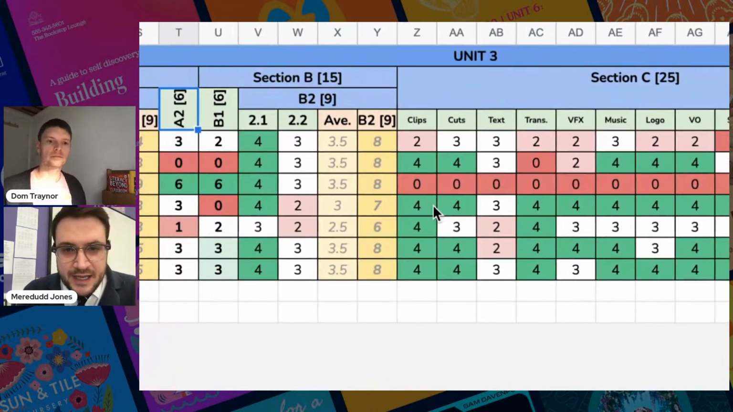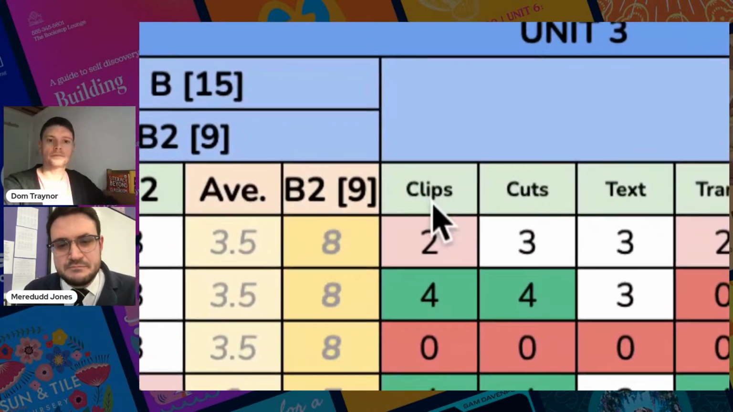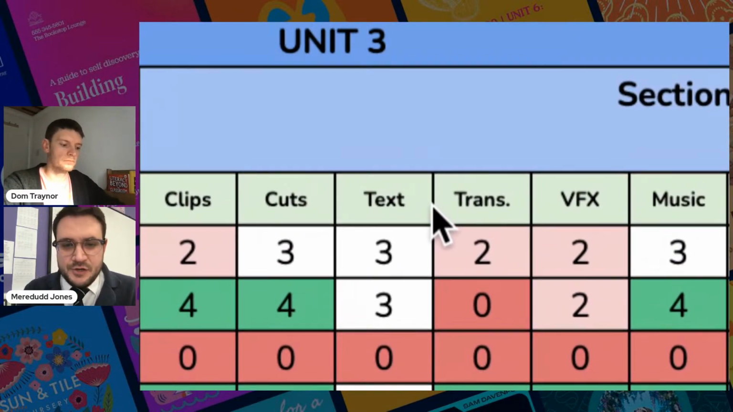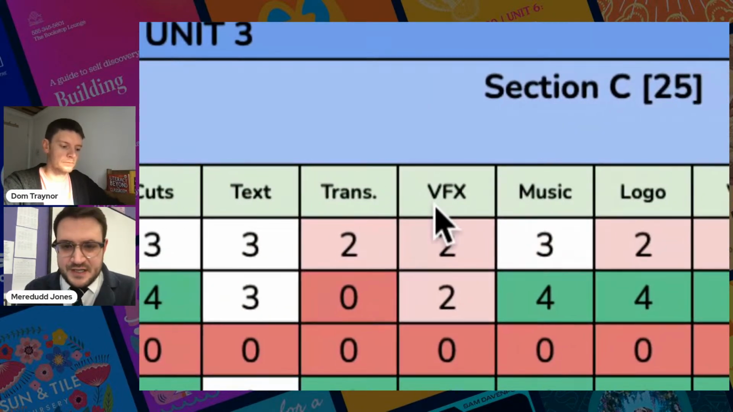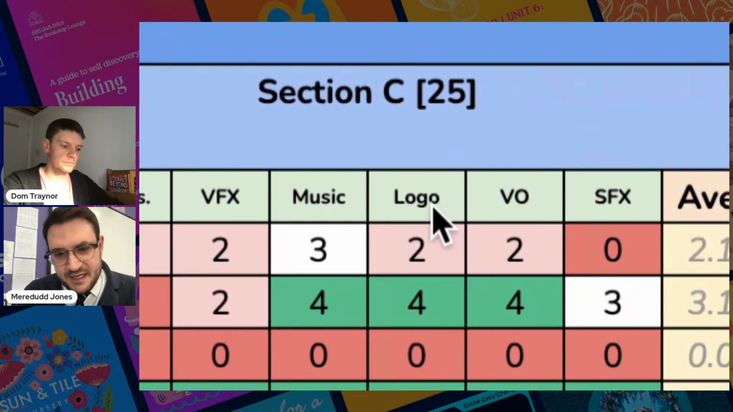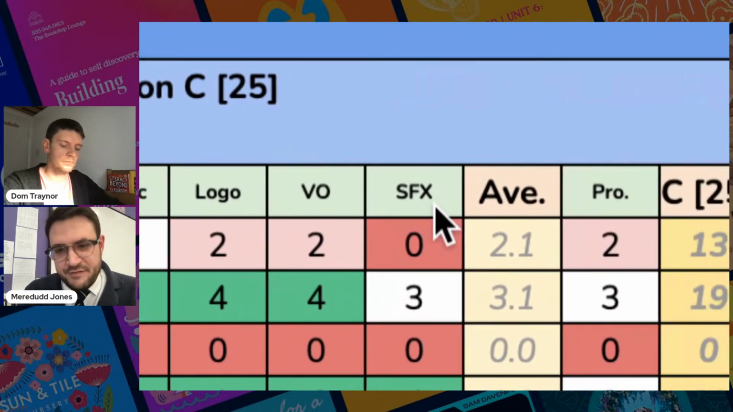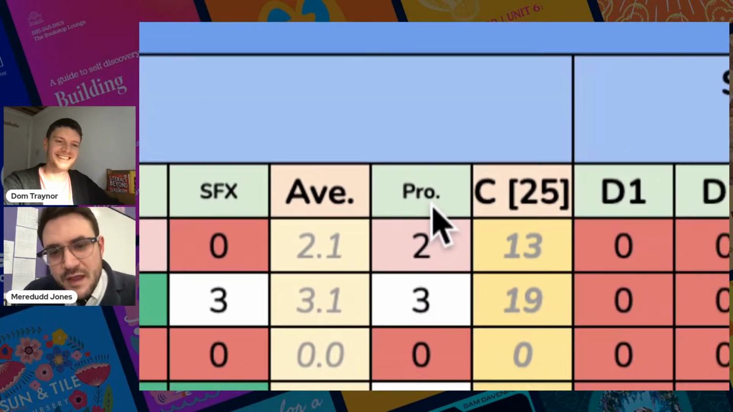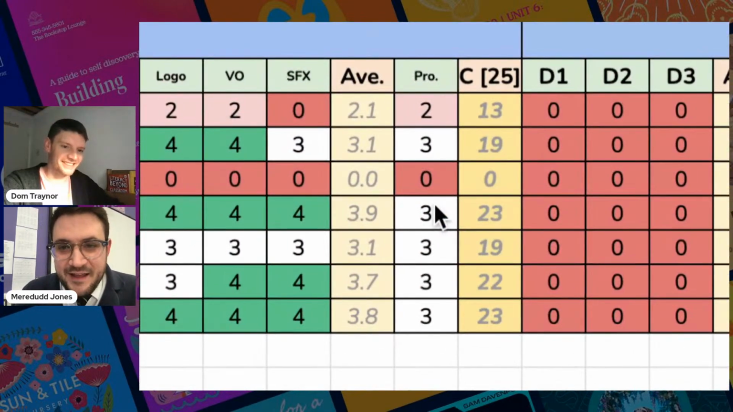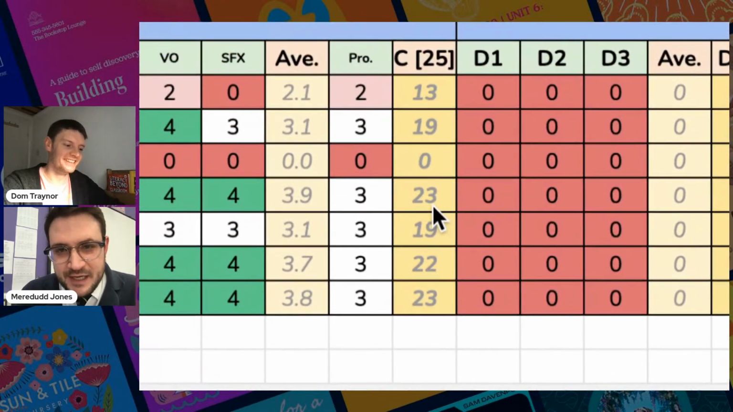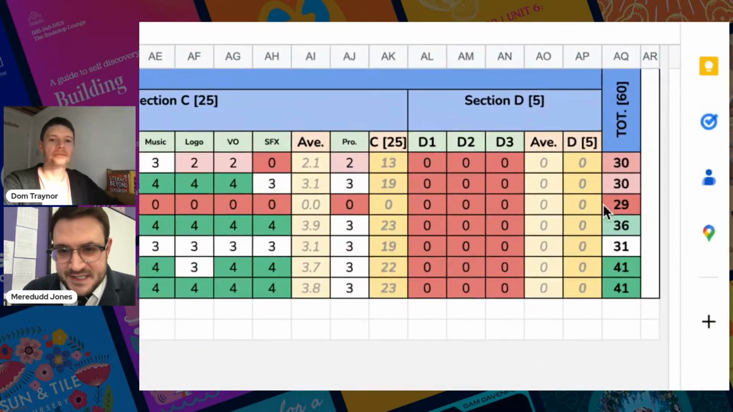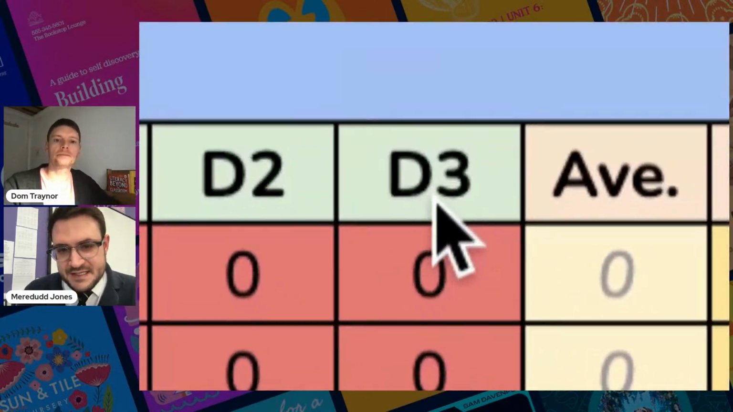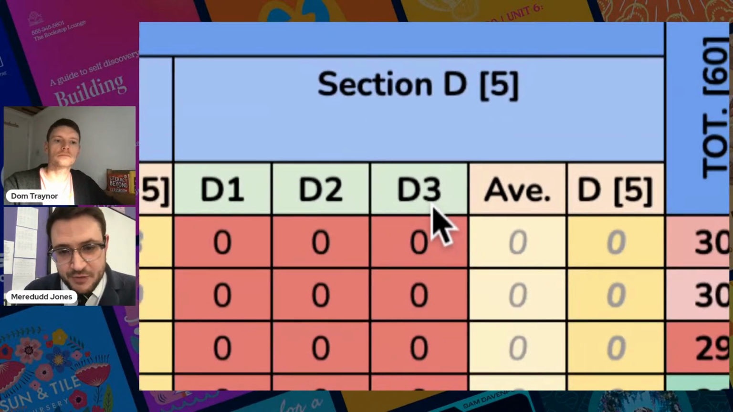So, have they selected good clips? Mark out of 4. Have they cut those clips well, timing wise? Mark out of 4. Good use of text overlays, transitions, video effects, music. Is there a logo? Voiceover, sound effects, and then a professionalism mark out of 4. Classic Meredith Jones. Then it'll pump out a mark for you out of 25. The final sections here are the evaluation section: evaluation part 1, part 2, and then D3 is the actual refinement log that they work on throughout.